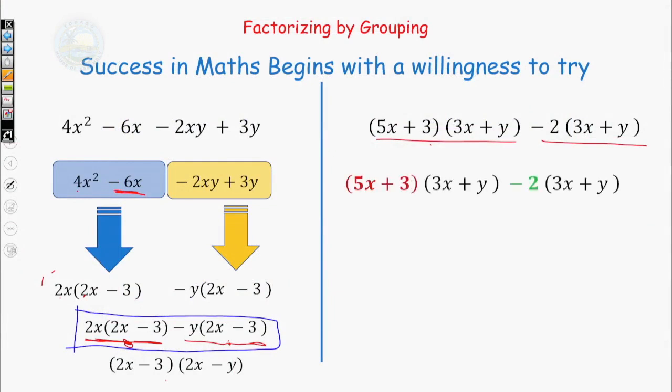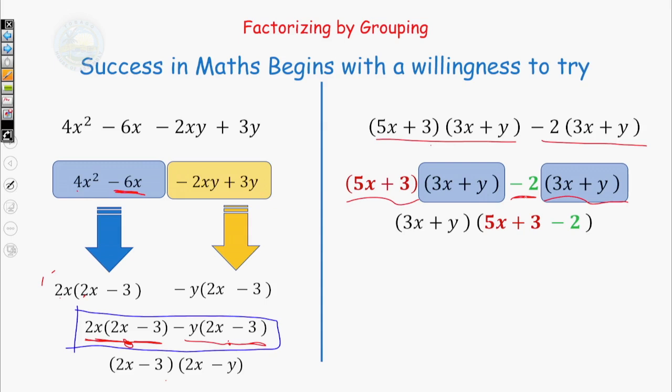In common here, what they have is 3x plus y. And in front of this 3x plus y is 5x plus 3. In front of this 3x plus y is negative 2. So we are going to factor out that 3x plus y. It is common to both of them. So we factor out that 3x plus y, and what is left in front of this 3x plus y is 5x plus 3, and what is left in this 3x plus y is negative 2. So we put them together as we would have done here. So we take out what is in front of both brackets.